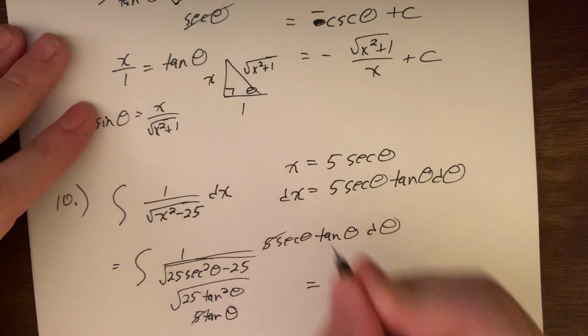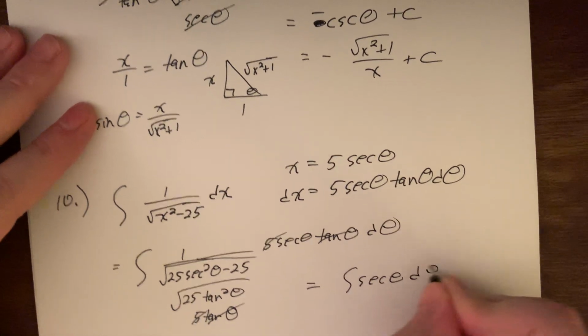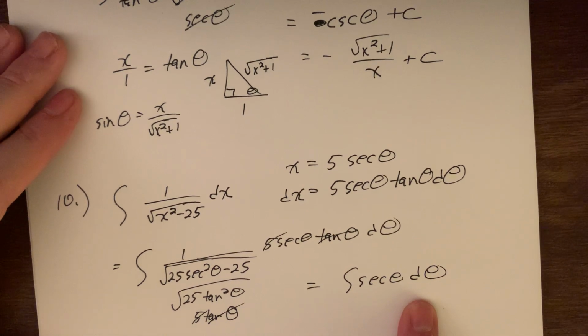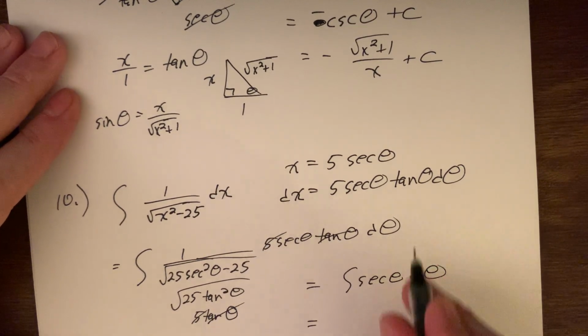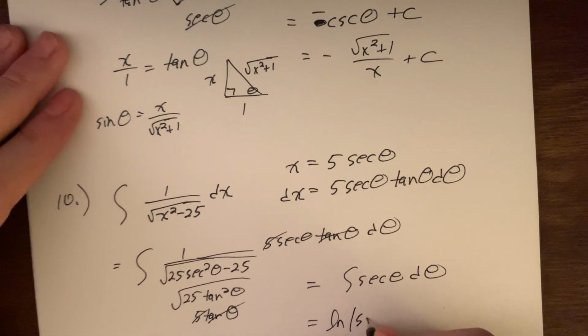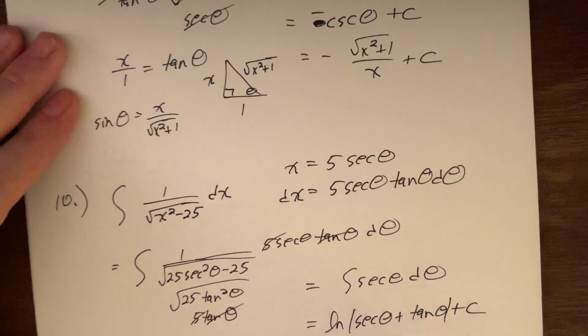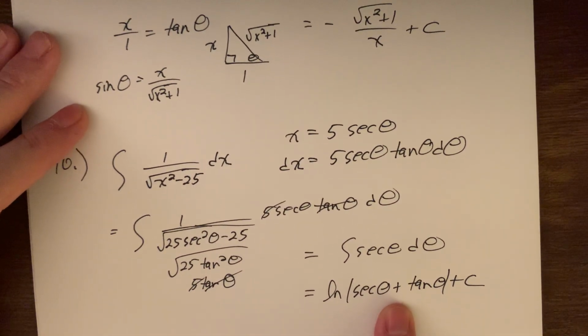Well, hey, the 5's cancel, the tangents cancel. All that's left here is secant. That's a known antiderivative, not the derivative of secant, but the antiderivative of secant is known, and we still need to backsub.